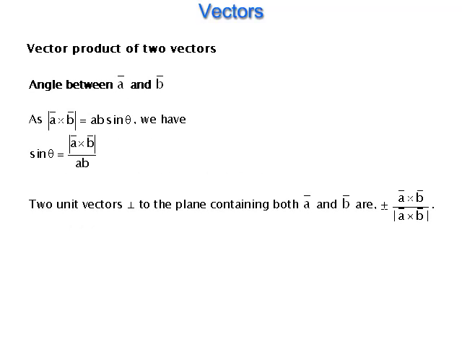As mod of A bar cross B bar equal to AB sin theta, sin theta equal to mod of A bar cross B bar upon AB. There are two unit vectors perpendicular to the plane containing both A bar and B bar. They are plus minus A bar cross B bar upon mod of A bar cross B bar.